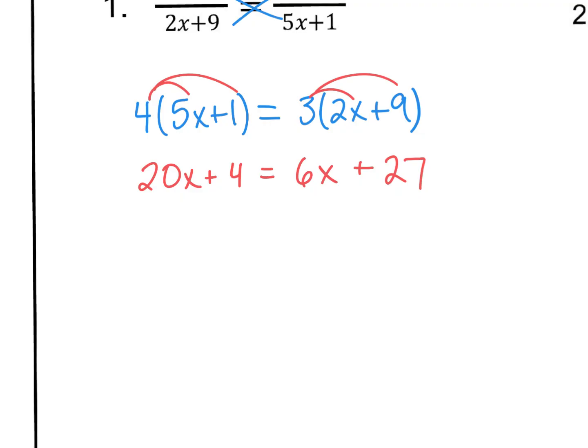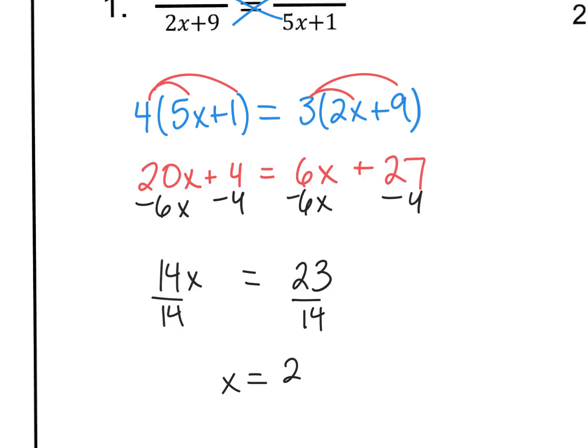Now what do I do? Minus what? We're trying to get the variables to one side, numbers to the other, right? So if you minus the 4 over, that works. And then minus 6x over. So I end up with 14x equals 23. And last but not least, divide by 14.